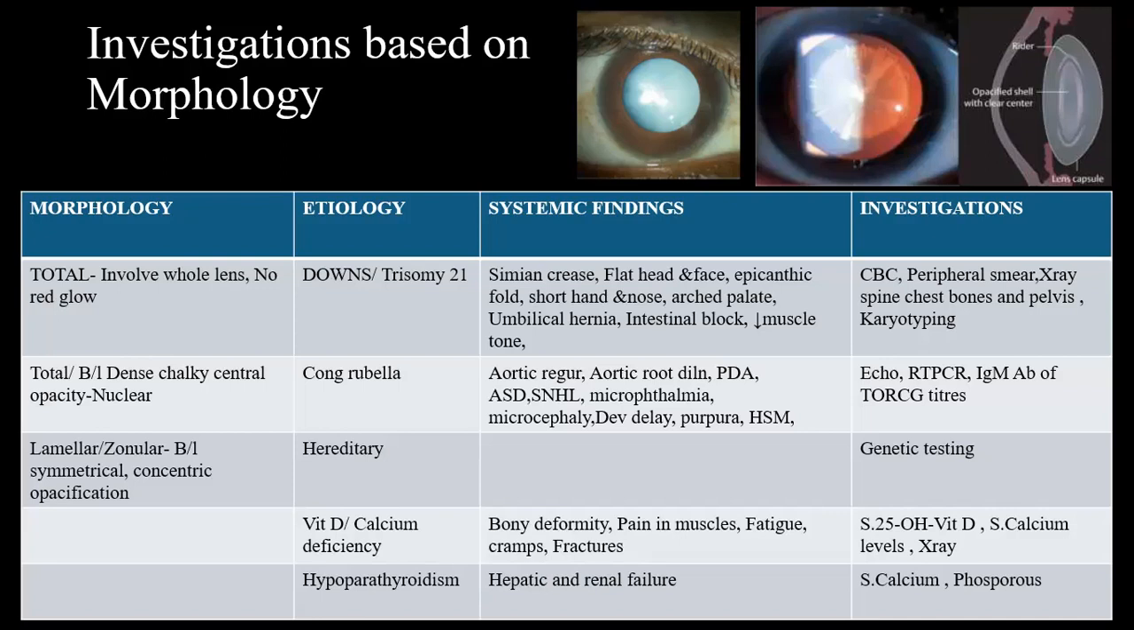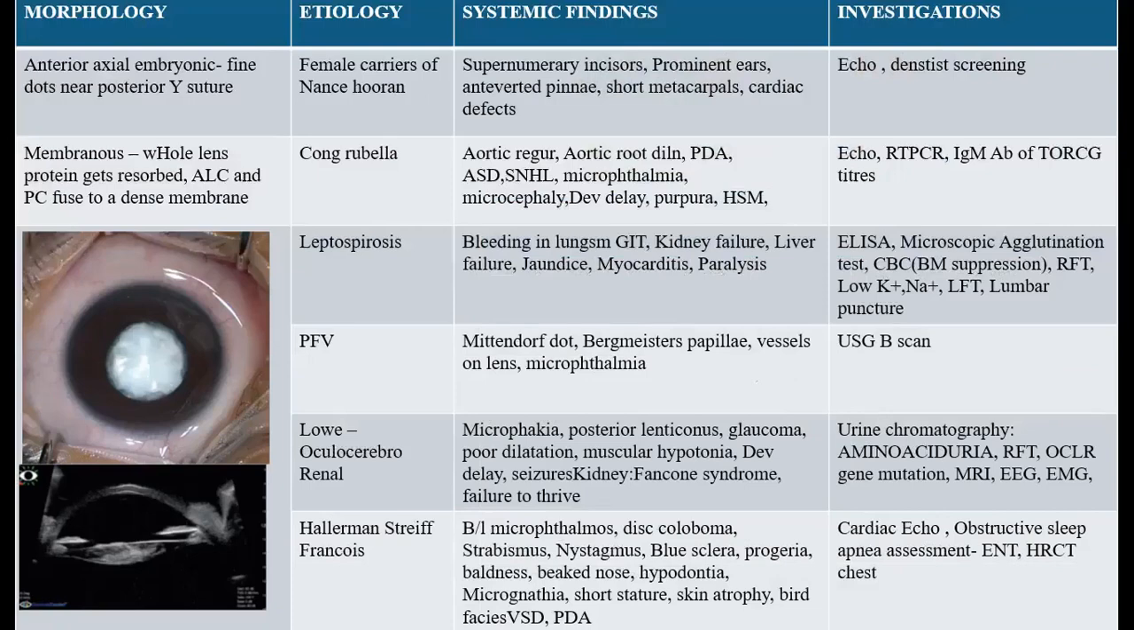Some clues can be got from the morphology of the cataract itself. Due to lack of time, I'm not discussing everything. Most importantly, with a total cataract we have to think about Down's, or a bilateral dense, chalky central nuclear cataract. Then think of congenital rubella, where there are associated cardiac features also, so we have to do an echo or IgM antibodies for the TORCH titers. Similarly, in a membranous cataract, the anterior and the posterior lens capsule are almost fused together. This is mostly seen in congenital rubella or leptospirosis and Lowe oculocerebrorenal syndrome.